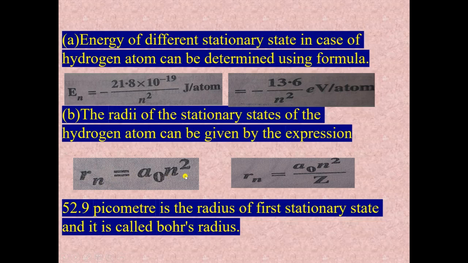For hydrogen-like species like helium positive, lithium 2 positive, those species which have only one electron, you will use this formula Rn is equal to A naught n square divided by Z. Z is the atomic number of the element. So for helium positive, Z is equal to 2, and if you want to find R2, then it is equal to 52.9 into 2 square divided by 2.